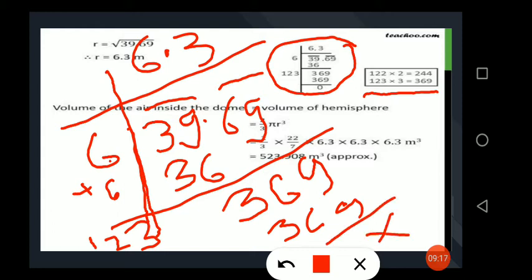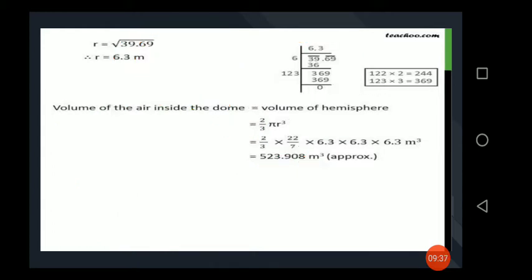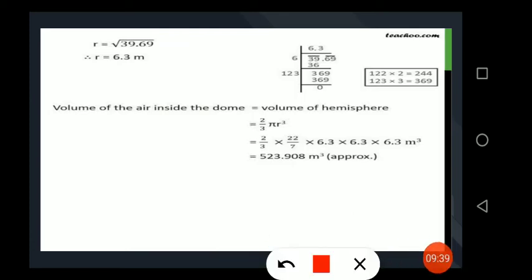Always remember whatever number we will write here, with the same number we will multiply the whole term, and whatever the product will be, that we will write here. Understood? So now it's completed. So 6.3 will be our radius. Okay. So volume of air inside the dome, now you can find out using the formula 2 by 3 pi r cube, which is coming 523.908 meter cube, or we can write 523.90 meter cube approximately.